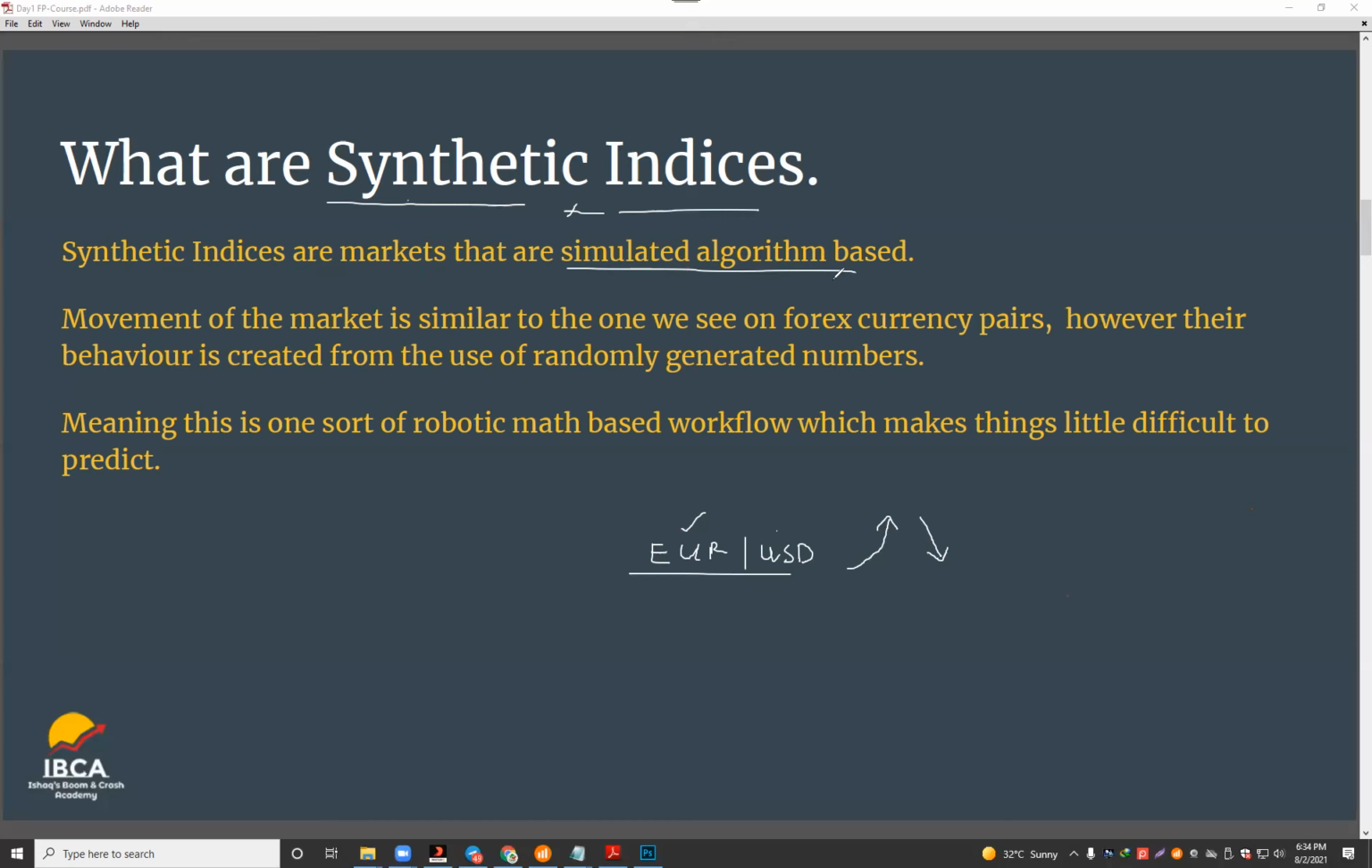Now the question arises in your mind: does it mean this market is generated by binary.com or Deriv, which we are trading? No, there is a third party which is providing the data, which is about 95% related to real-time data. But the real-time data is generated with randomly generated numbers, and these numbers are generated by computers. The market looks the same as compared to the Forex market.